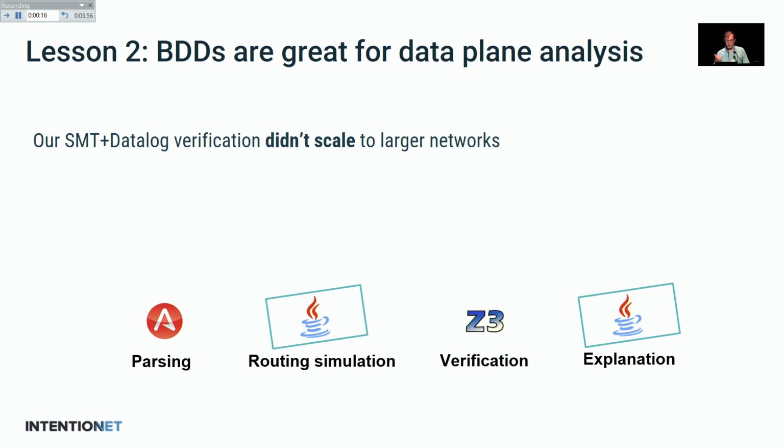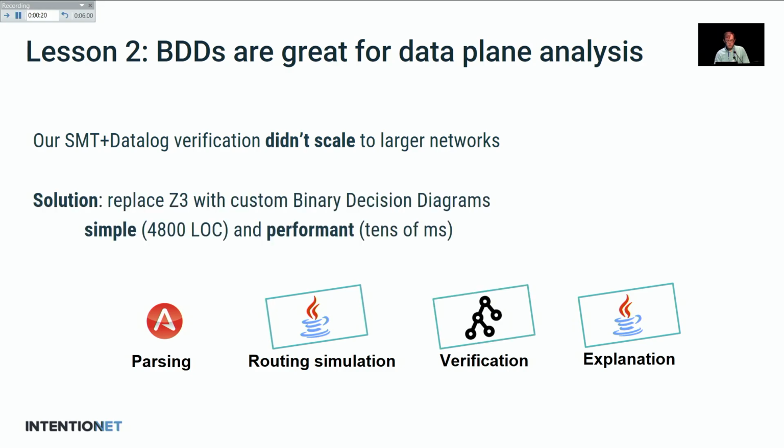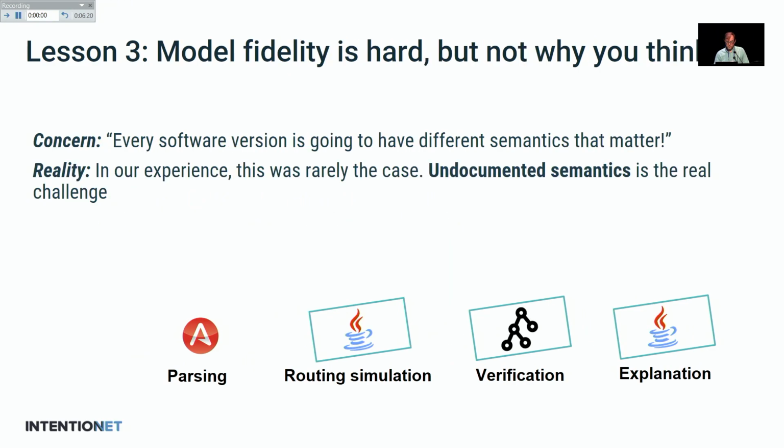And I guess you heard a hint from one of the earlier talks that that was going to be a problem. So the solution we had was basically throw Z3 out and use BDDs. BDDs are this incredible tool, and the core BDD engine we have is really simple. It's like 4,800 lines of code, and it's really performant. We can now do data plane verification for networks with thousands of nodes in tens of milliseconds. So it really scales great.